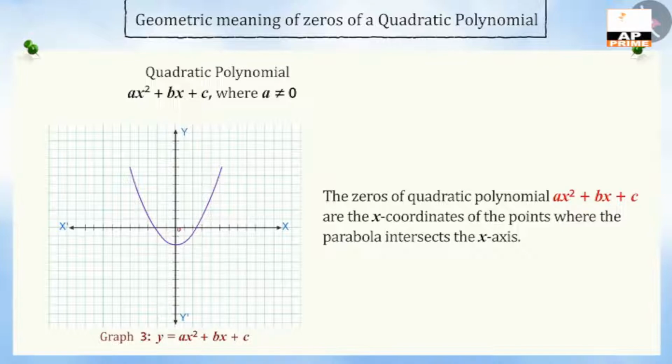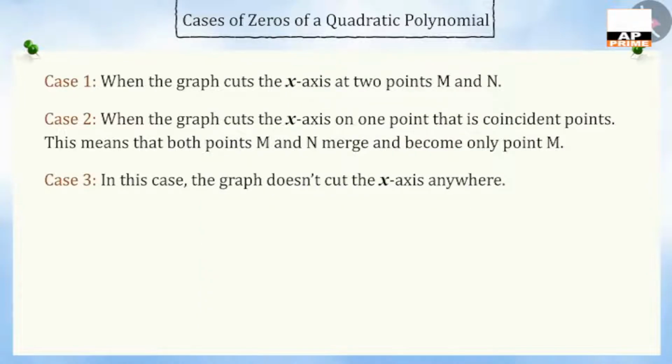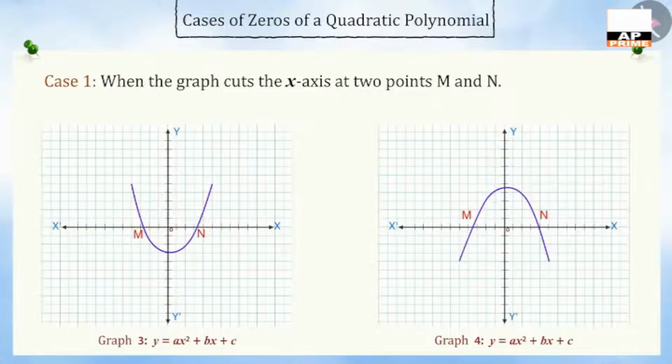This result is true for all the quadratic equations. Now, if we observe the graph of ax square plus bx plus c, there are three cases, which are as follows. Case 1. When the graph cuts the x-axis at 2 points m and n. In this case, the x-coordinates of points m and n are the two zeros of the quadratic equation ax square plus bx plus c.